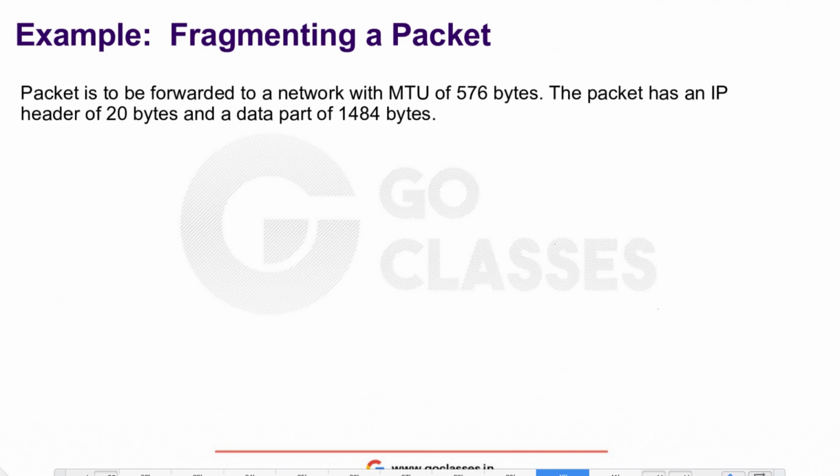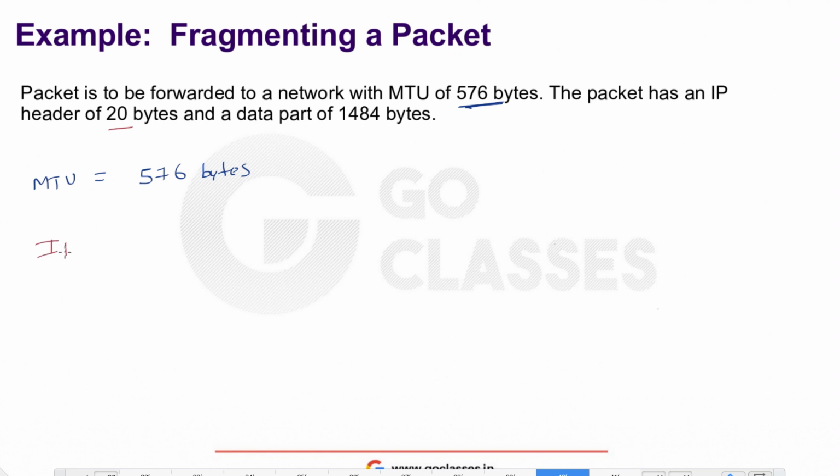Now let's do this example where it says that a network is having an MTU of 576 bytes. So the MTU is given to us, which is 576 bytes, which means what? MTU never ever contains the IP header. So you need to subtract the IP header to get the actual data which you can transmit, the actual IP data. The IP header is 20 bytes, that is given to us.